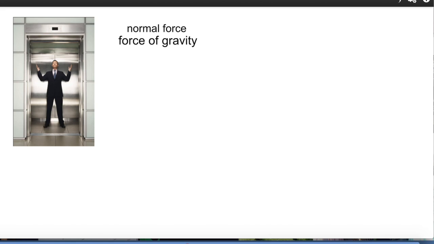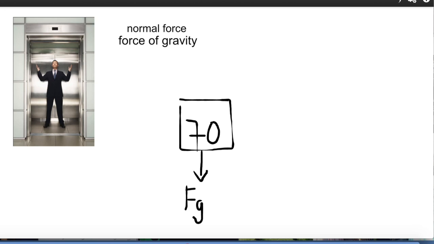So we're going to start with our square and write the mass inside, 70 kilograms. And then we'll do our force of gravity pulling down and our normal force going upwards. And then remember to draw your acceleration, and now they're accelerating upwards, so draw your arrow up.